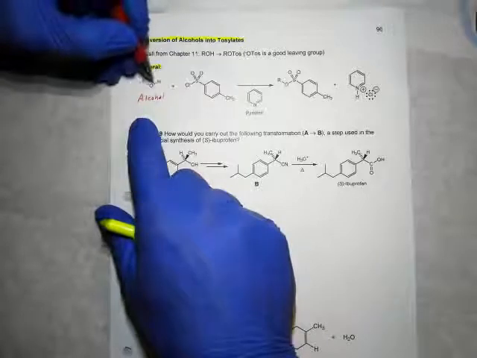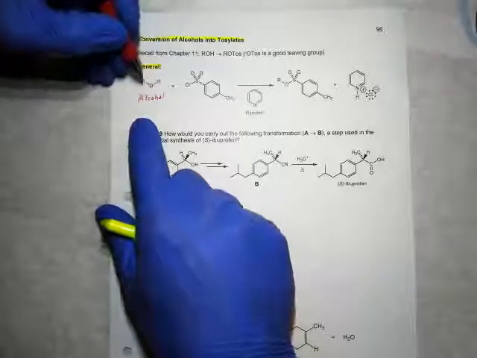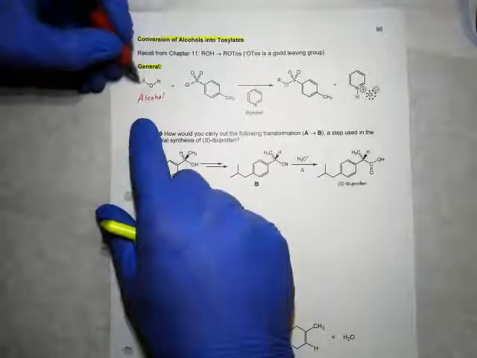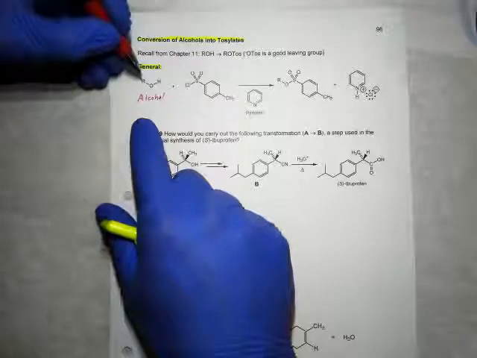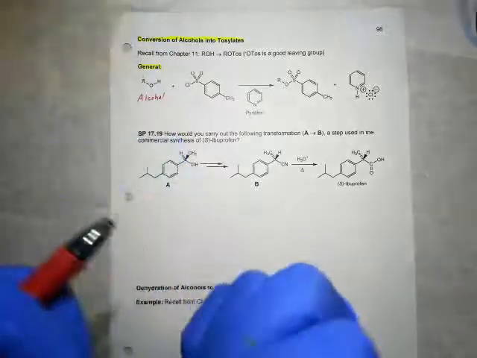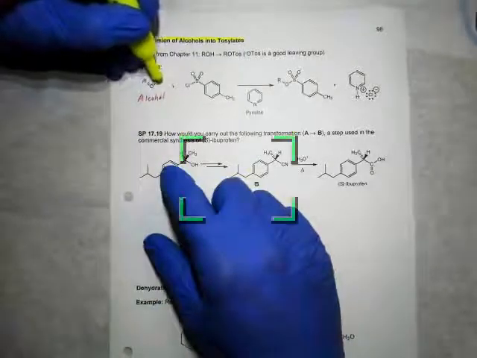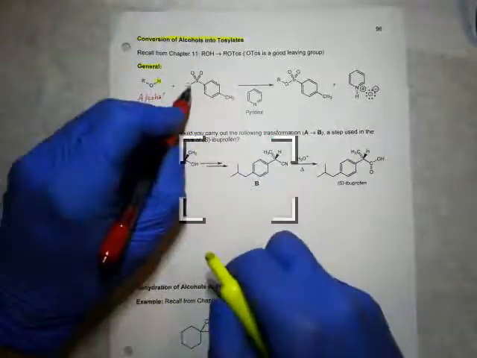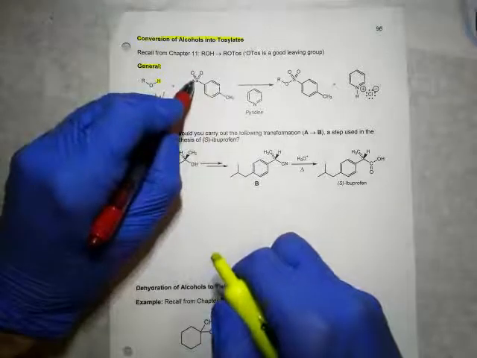And what do you know about the OH group? Poor leaving group. That means that nucleophiles that would attack the carbon bearing the OH, it's not going to come off. So what are we going to do? In this case, we're going to replace this proton with this whole group, right, this whole group here.